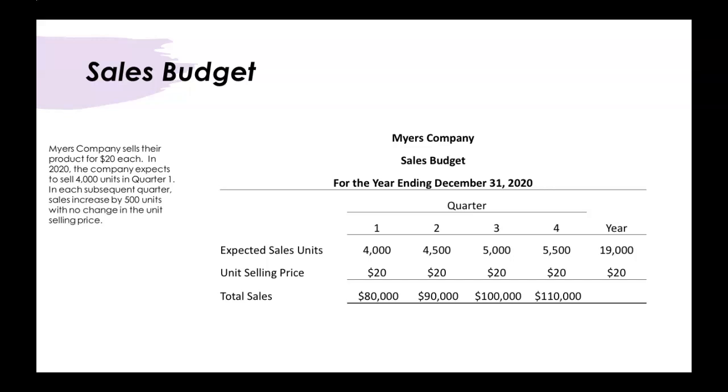And then there's a few different ways that we can find this total sales amount in the bottom right. We can take 19,000 times 20 and we get $380,000. We could also add up our total sales amounts for each of the four quarters. So 80,000 plus 90,000 plus 100,000 plus 110,000 would also get you $380,000.